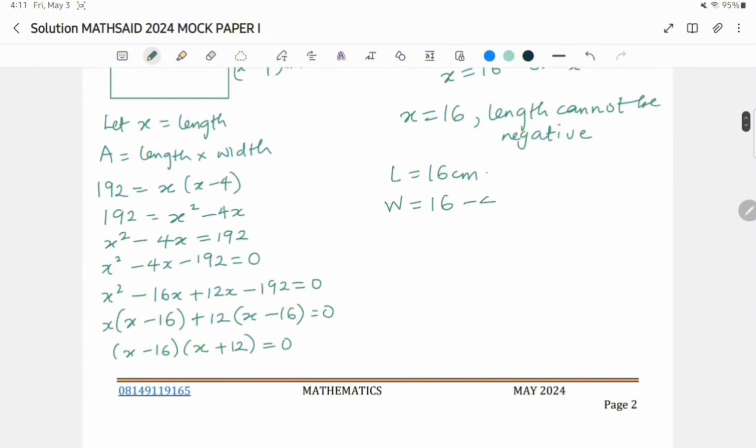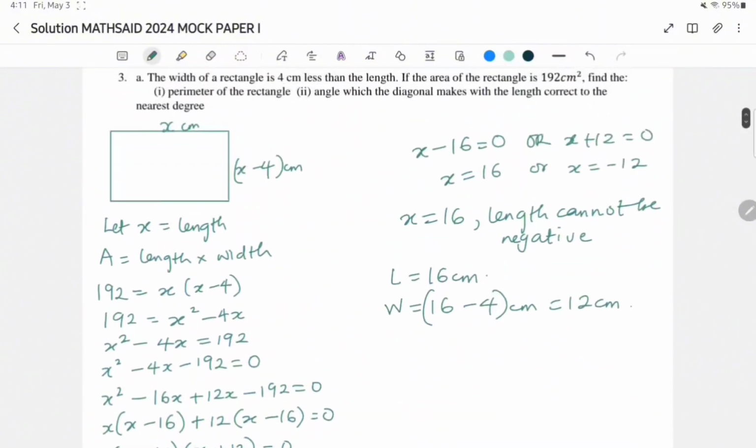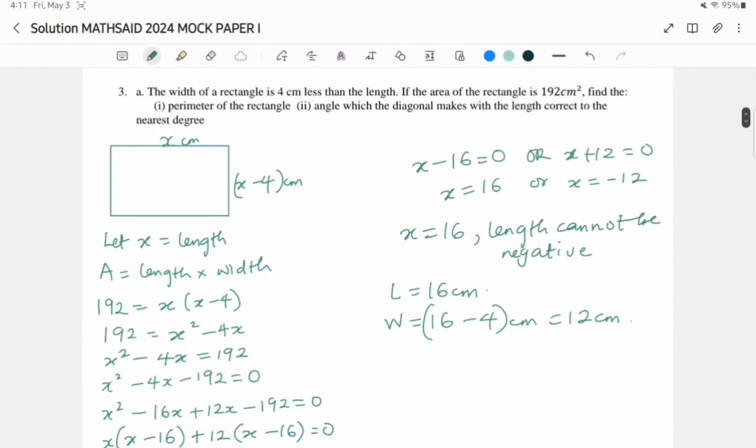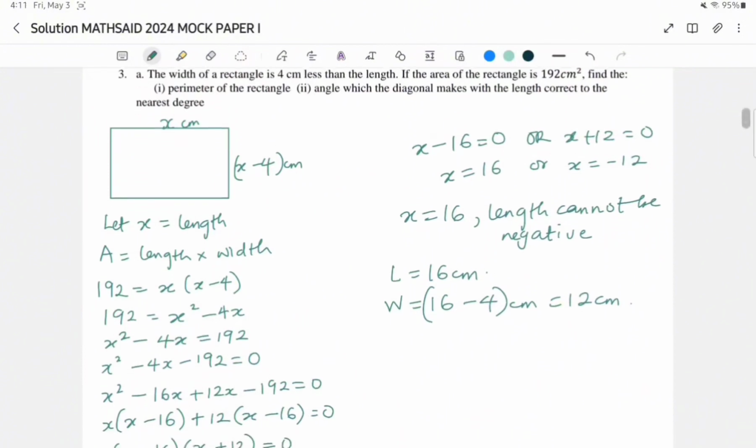That's 16 minus 4 centimeters, which is 12 centimeters. Now we have not actually finished solving the question, or let me say we've not solved the question at all. The first part asked us to find the perimeter of the rectangle.